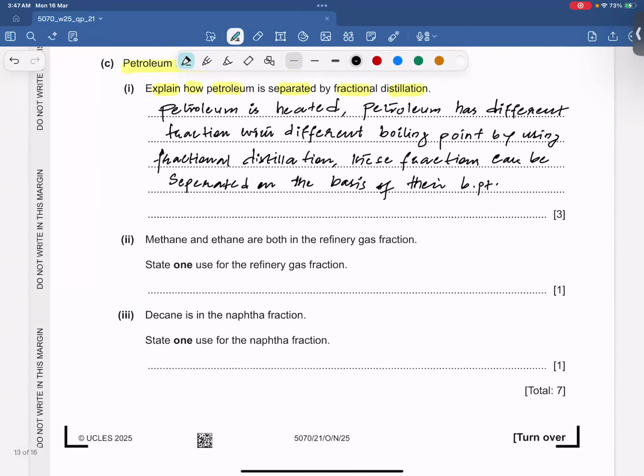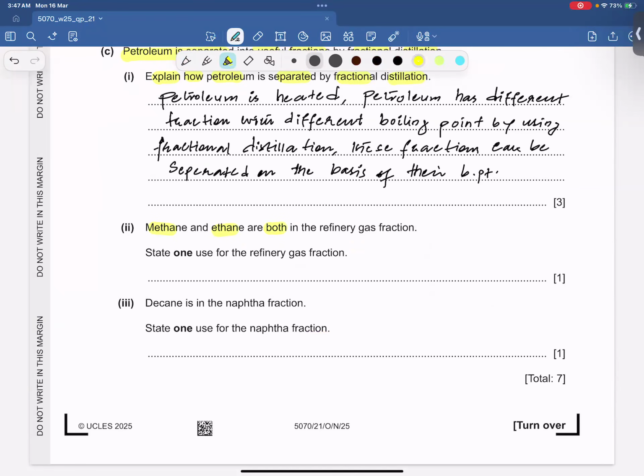Okay. Methane and ethane are both in the refinery gas fraction. State one use for the refinery gas fraction. Methane is used as a natural gas. Ethane is used for cooking and heating. So both the gases are used for cooking and heating. Okay. Decane is in the naphtha fraction. State one use of naphtha fraction. Naphtha is used for chemical feedstock.